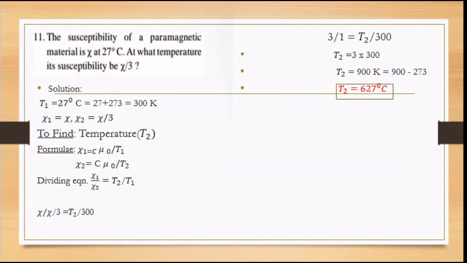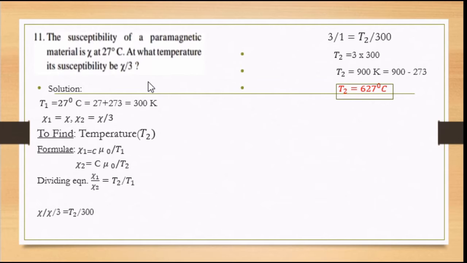Hello students, we'll solve the unsolved sum from the text, numerical number 11. The susceptibility of a paramagnetic material is xi at 27 degrees Celsius. At what temperature will its susceptibility become xi by 3?